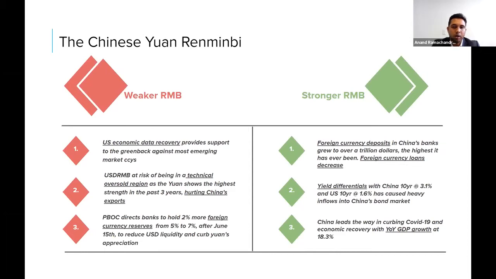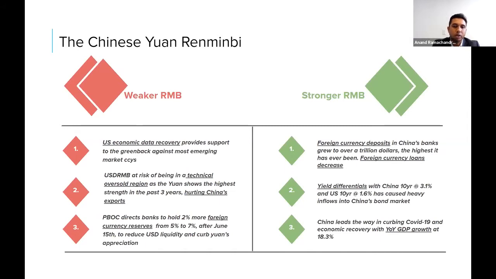Also, we're currently at a three-year high in terms of the Chinese yuan. At this particular level, it's starting to hurt Chinese exports. So we believe that the PBOC will continue to intervene in more indirect means in order to prevent this move from continuing to happen at a very quick pace.